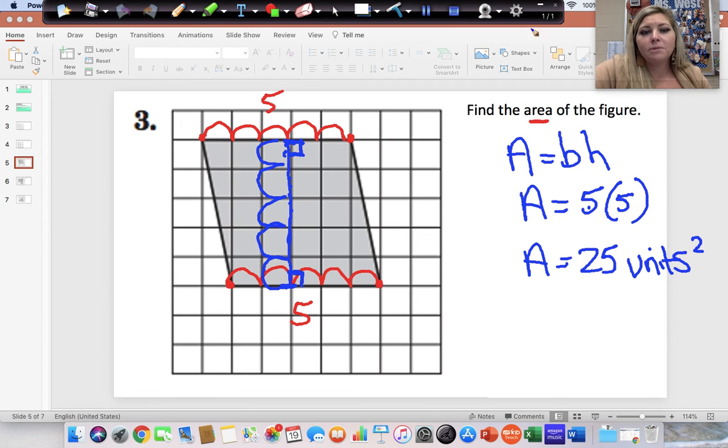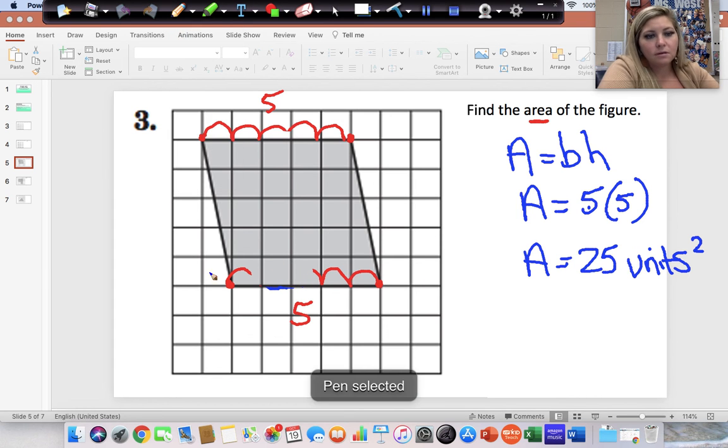Now, sometimes, like on FSA, they may have the height be off to the side. So it may look something like this. It may have a dotted line out here to the side showing you that this is the height. And they usually tell you. So if they said that this was the height, it was 5 centimeters or whatever, they can write it off to the side for you.